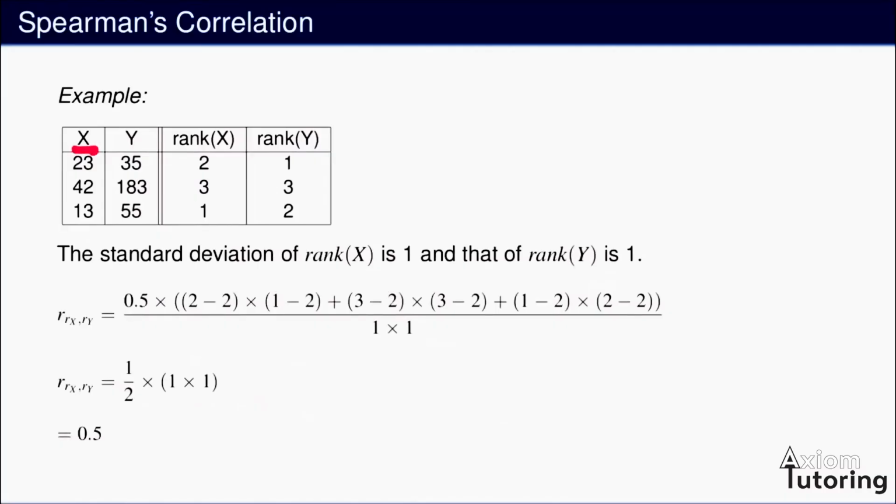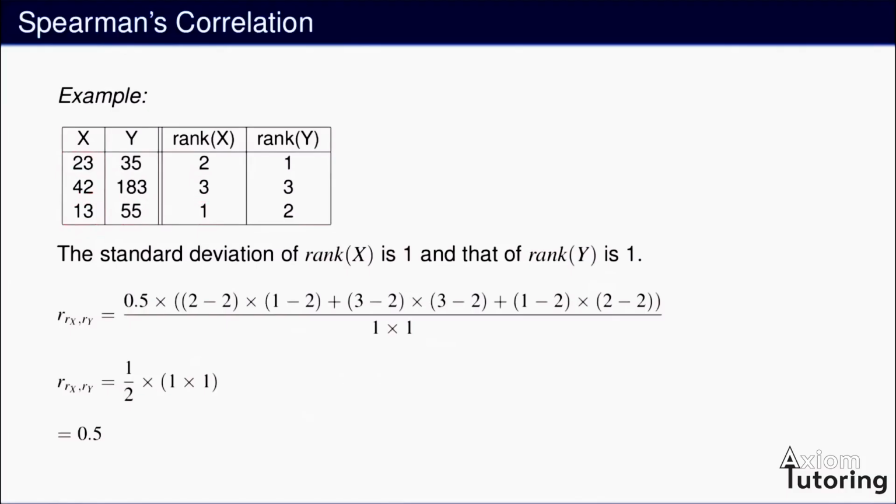So here I have my x variable and I have my y variable. Okay, so the first observation has a value of 23 for x and 35 for y. Second observation is 42 for x and 183 for y. And the third observation is 13 for x and 55 for y. So we can see that the lowest value for x is 13, so that will get a rank of 1. Then the next lowest value is 23, so that gets a rank of 2. And then 42 is the highest value, so it gets a rank of 3.